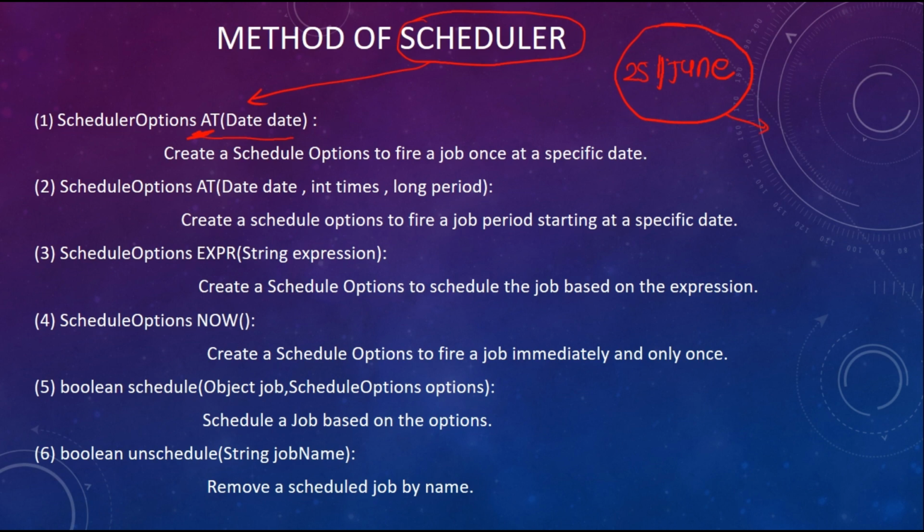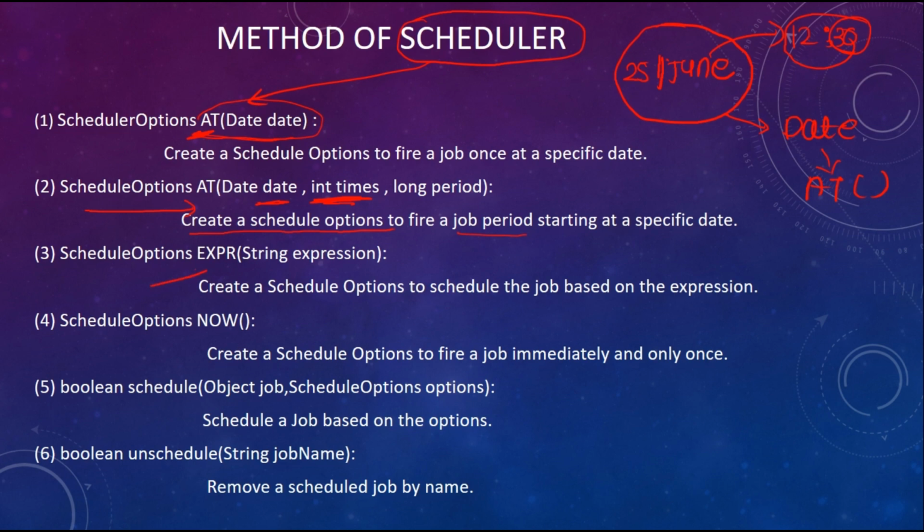This is nothing but the date, so we have to use the at method. Here we have an at method, and we can simply schedule our job on this 25th. Otherwise, maybe he was born at 12:30, so you can also schedule the time as well. Date, after that time, and after that you can also schedule the seconds. So this is the at method. What it is saying is: create schedule options to fire a job starting at a specific date.